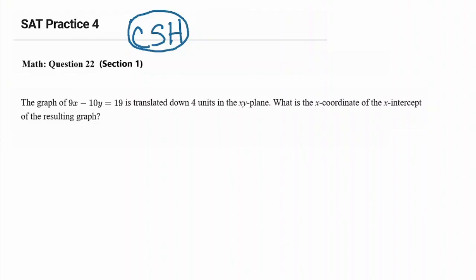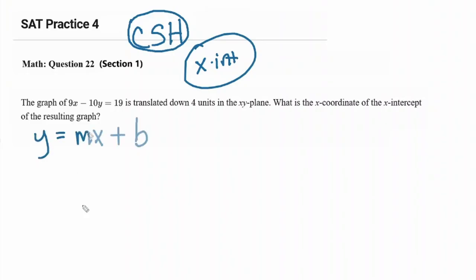The graph of 9x minus 10y equals 19 is translated down 4 units in the xy plane. What's the x-coordinate of the x-intercept of the resulting graph? So what are we looking for? We're really just looking for the x-intercept of the resulting graph. We'll figure out that x-coordinate stuff later. All this problem is about, guys, is y equals mx plus b. And I know that you've done y equals mx plus b.